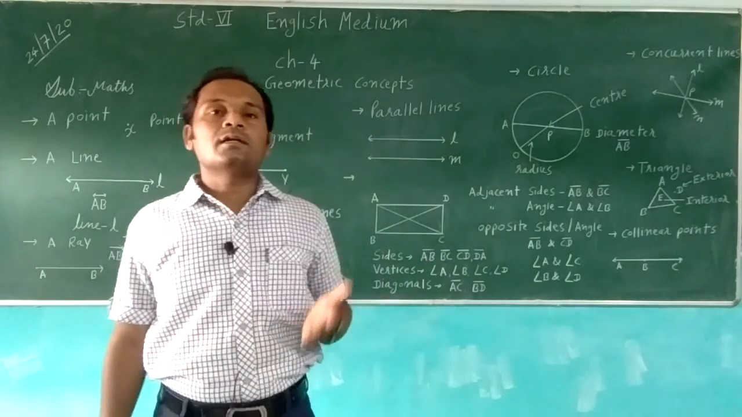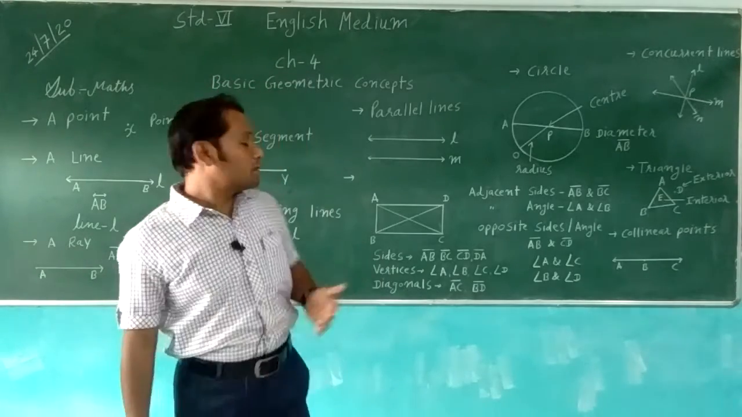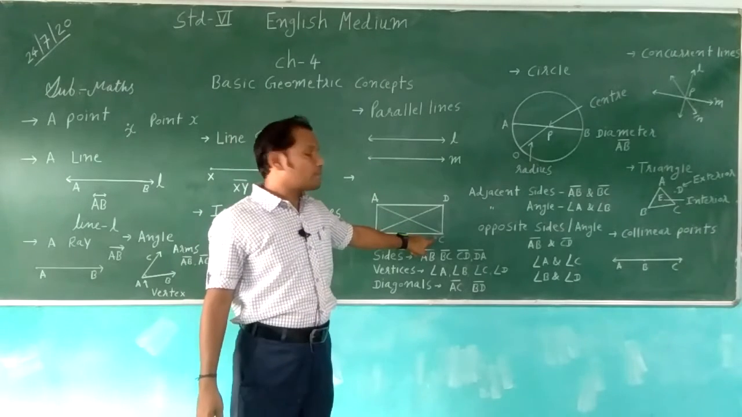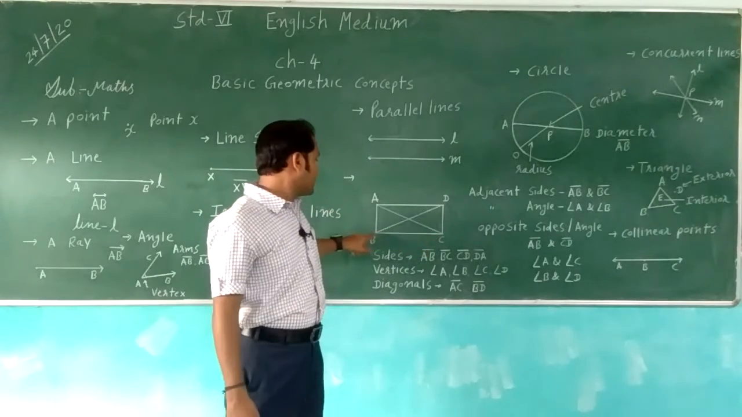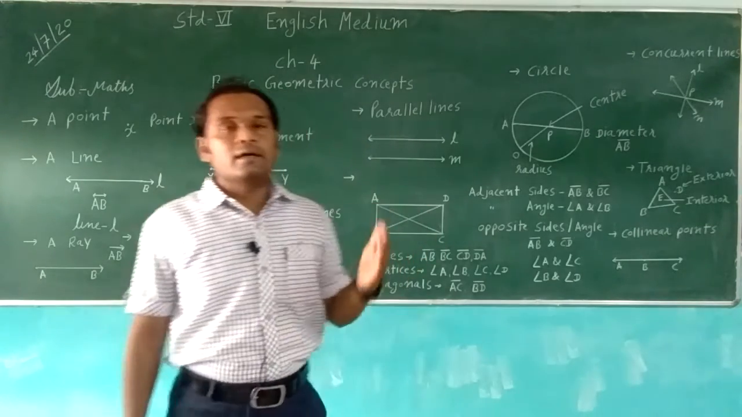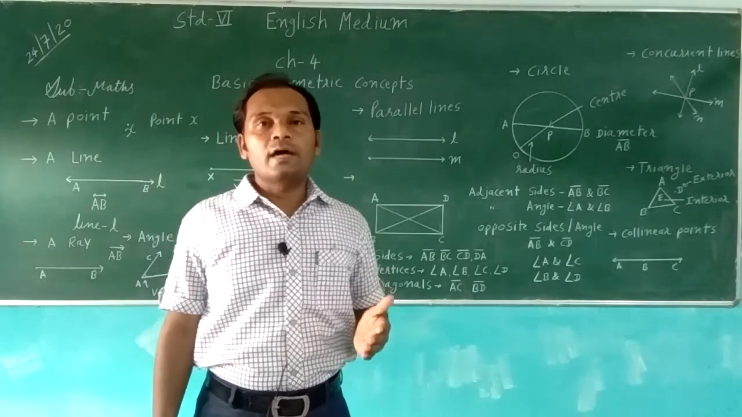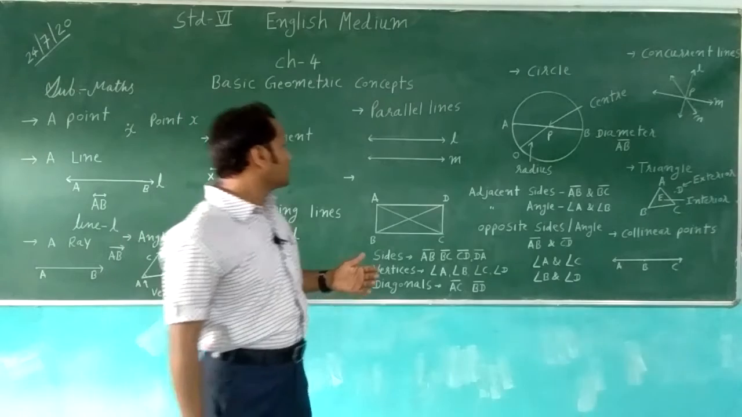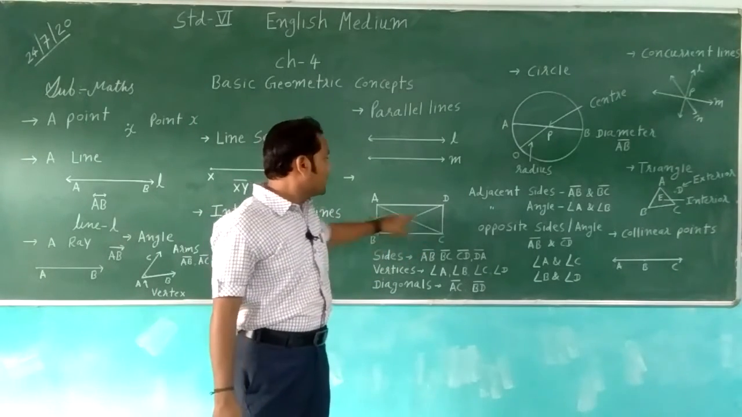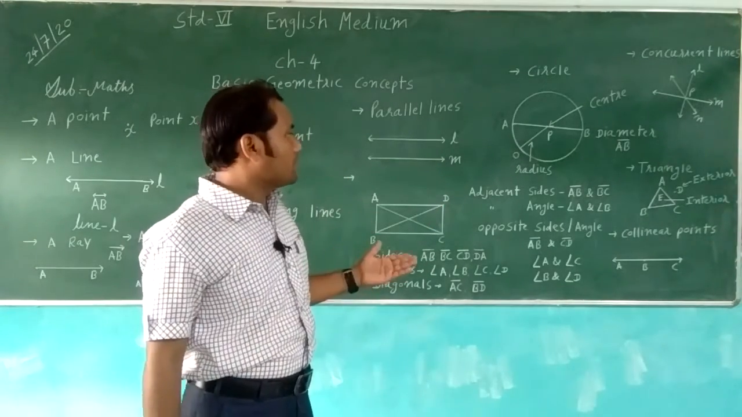The angles which are at the end point of diagonals are called opposite angles. So here you can see, angle A and angle C are opposite. Angle B and angle D are called opposite. So these are opposite angles.